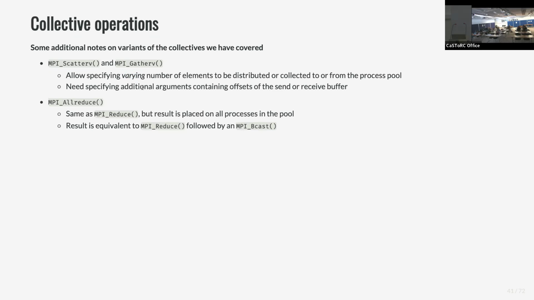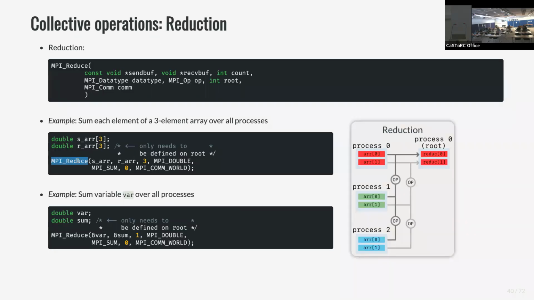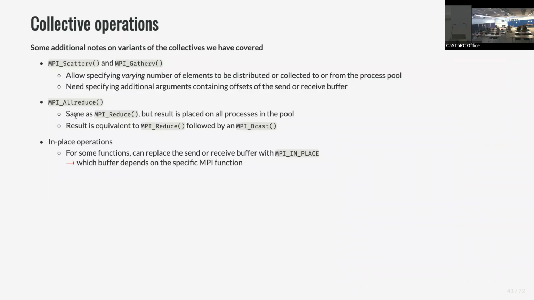Before we saw this reduction operation, reduce, where we said that you do the reduction operation and the result ends up on process 0, but you can also have a so-called all reduce, which is the same as MPI reduce, but the result is then placed on all processes rather than just a root process. This is equivalent to doing an MPI reduce, so that the data lands on a root process, and then if you do a broadcast, then that will be broadcasted everywhere.